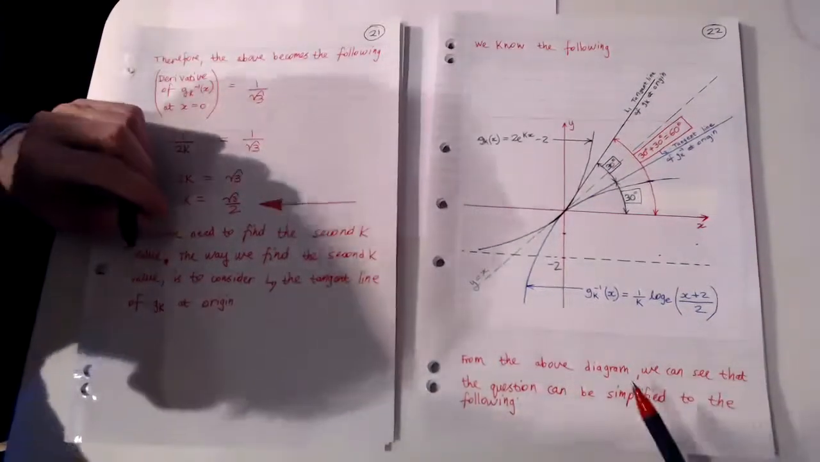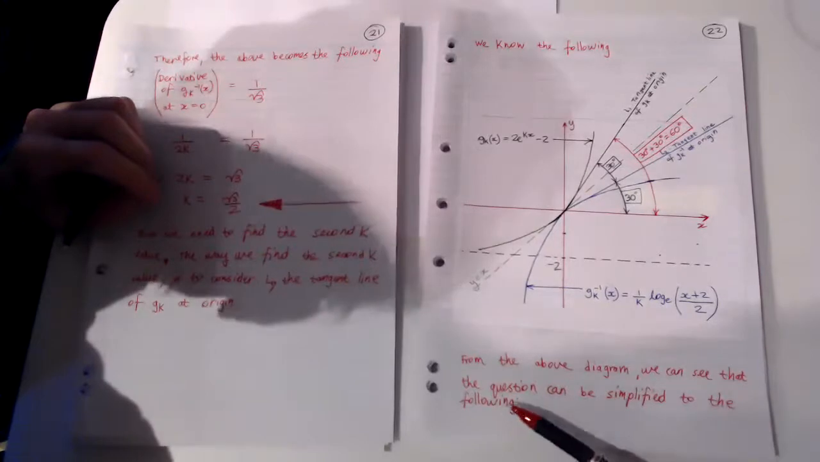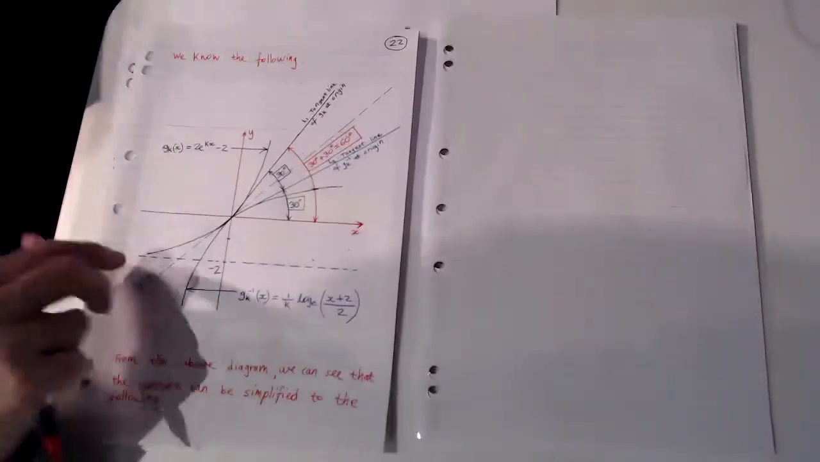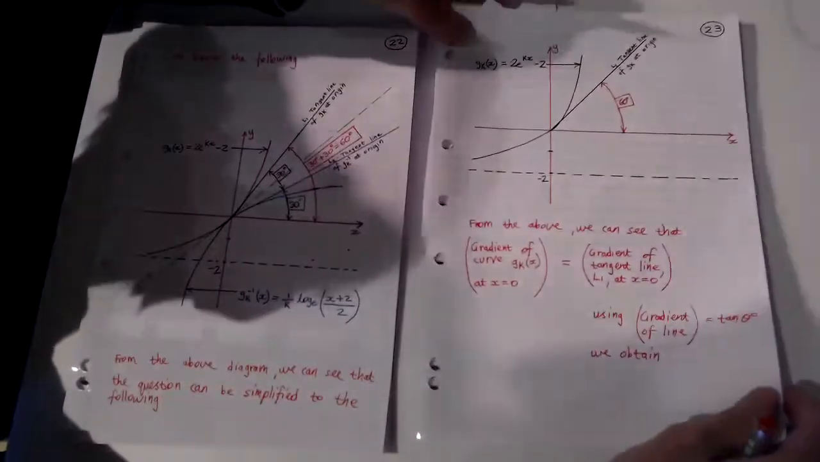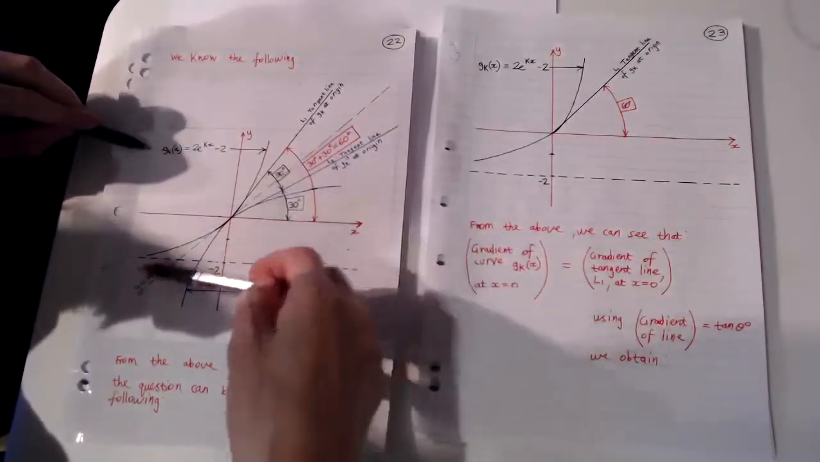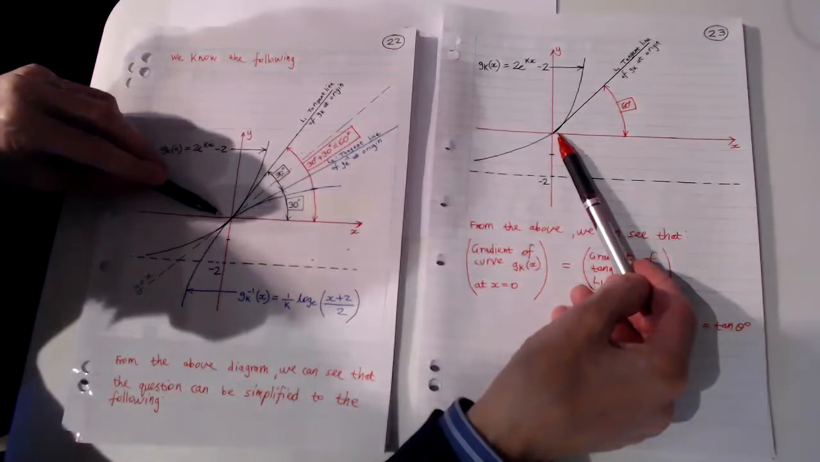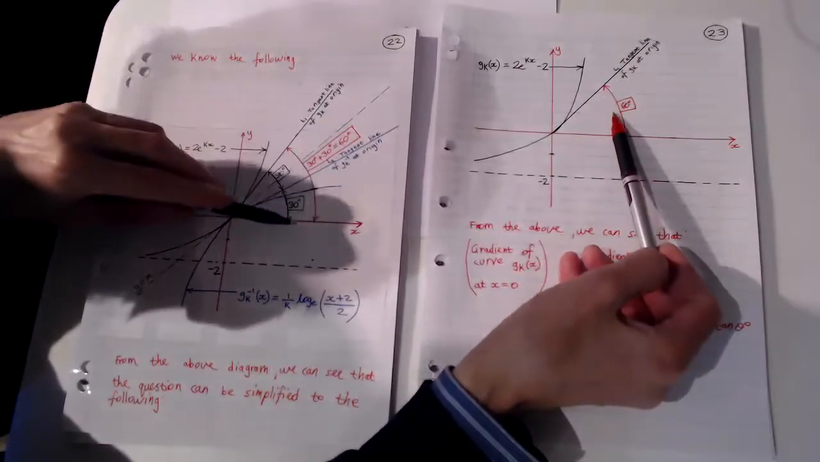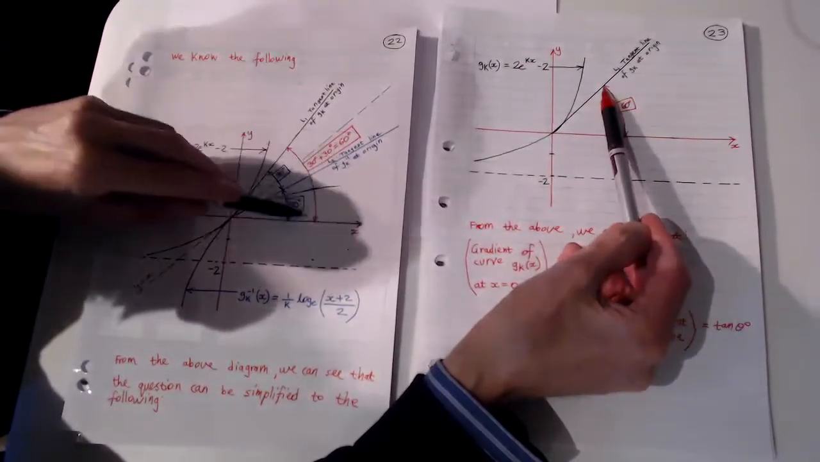So from that, we do the following as stated here in red. From the above diagram, we can see that the question can be simplified to the following. We've got the black curve g_k, and we've got the black tangent line, which is a tangent to the black curve g_k, L1, and the angular distance between the x-axis and the black tangent line L1 is 60 degrees.